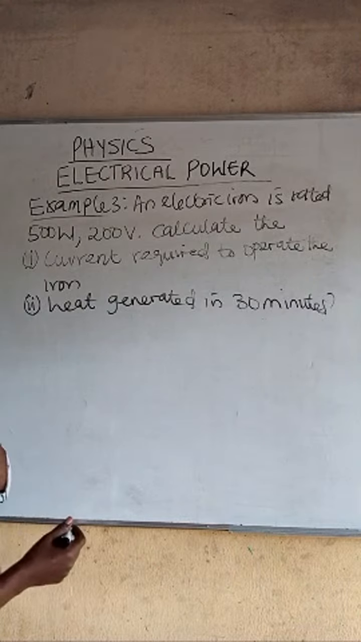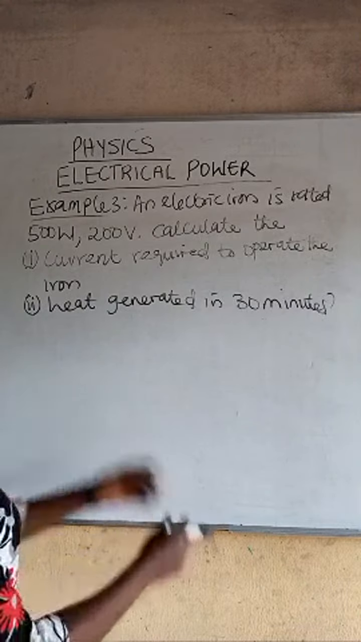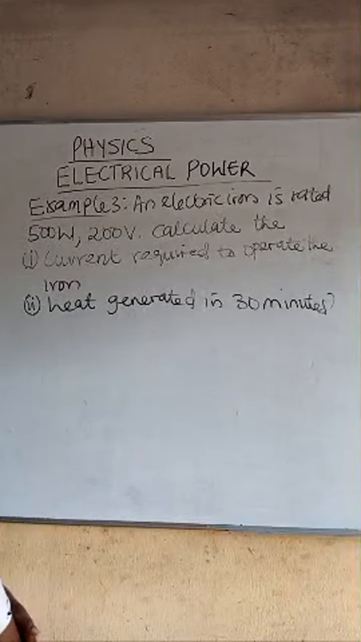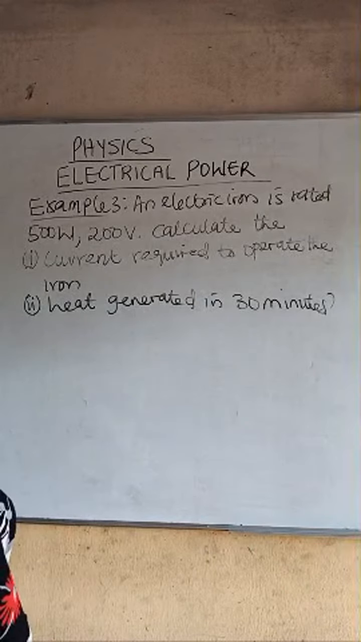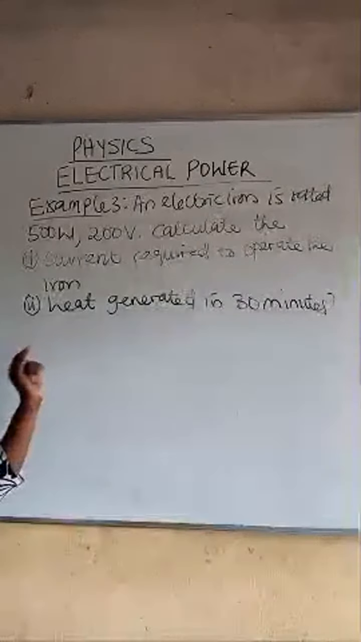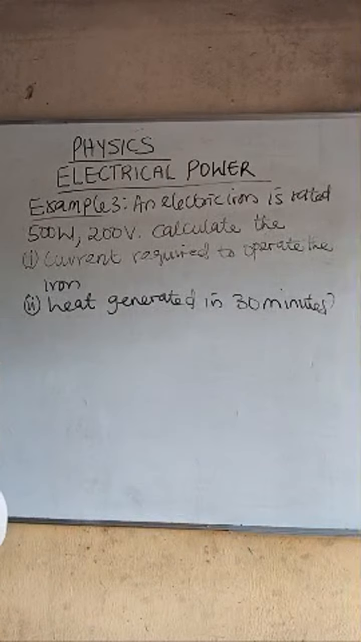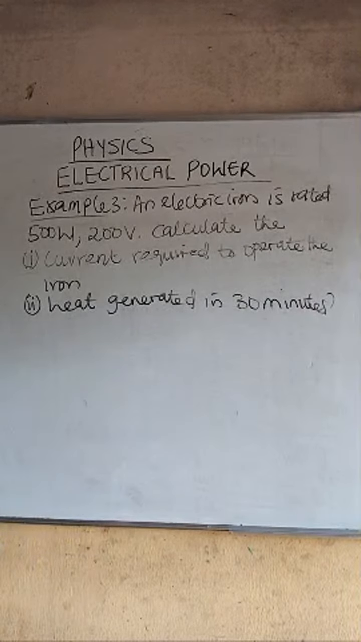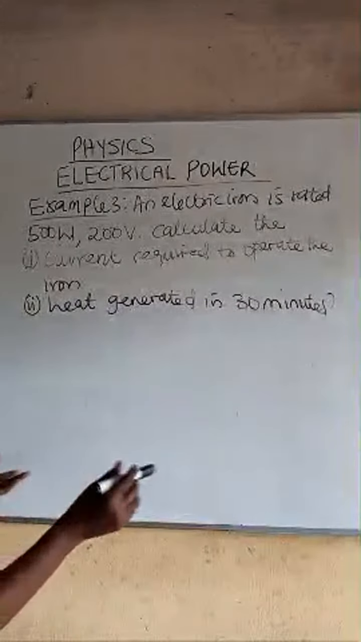All right. For us to solve this, we have an electric iron rated 500 watts, 200 volts. Calculate the current required to operate the iron. That is the first question. Then the second one, the energy generated in 30 minutes. Okay, let me confirm, is that 30 minutes or 3 minutes? Okay, the energy generated in 30 minutes.